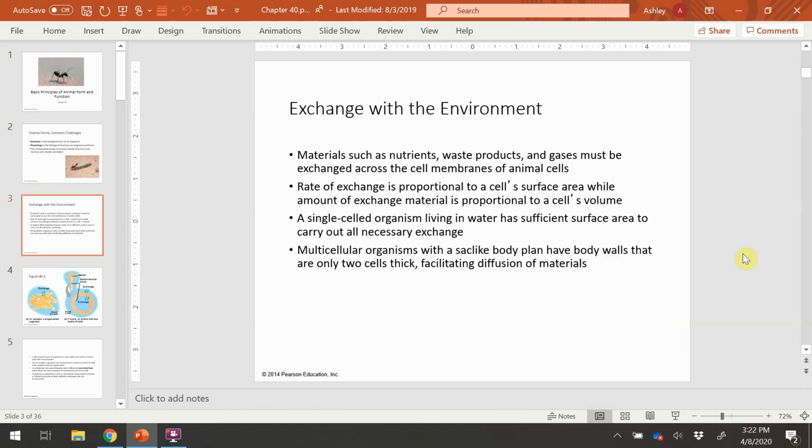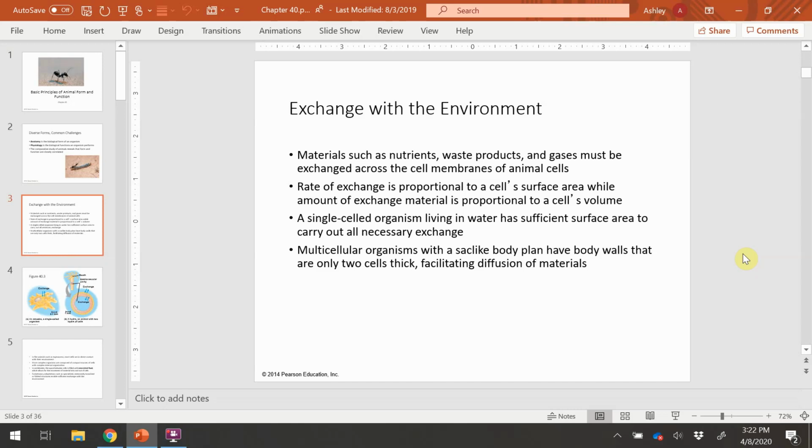Another theme is how do animals exchange things with the environment? As you know, they need to take in nutrients, get rid of waste. They need to get oxygen and get rid of carbon dioxide. Unless you're photosynthetic, and then you need that carbon dioxide. Exchanging all those things with the environment is a big part of life, and looking at how organisms do that is what we'll look at in this theme. Materials such as nutrients, waste, and gas must be exchanged across the cell membrane.